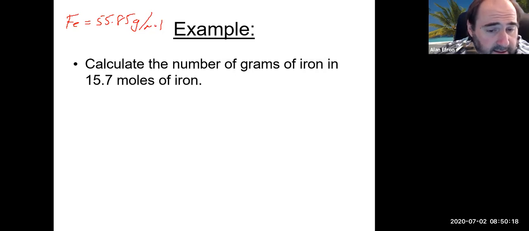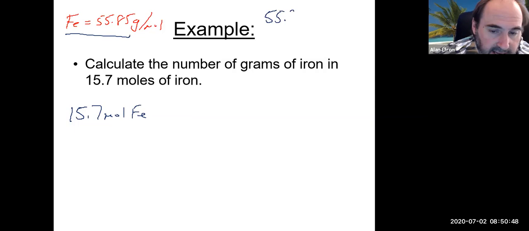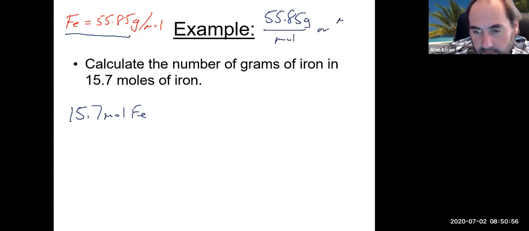Okay, so let's take a look. The first thing you want to determine is, should I use Avogadro's number or not? Here we want to calculate the number of grams in 15.7 moles. We have no mention of atoms, no mention of molecules, so I do not need Avogadro's number. I do need the molar mass, as that's our conversion factor. I'm going to start with the 15.7 moles of iron. When you pull that number off the periodic table, you can use it as a conversion factor as 55.85 grams per mole.